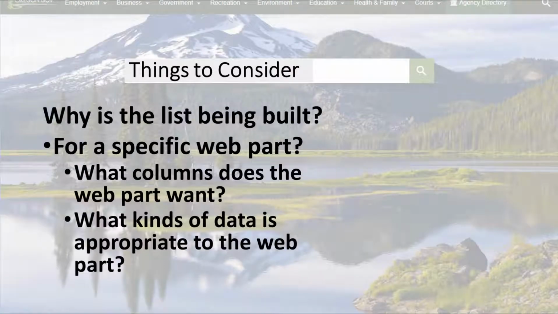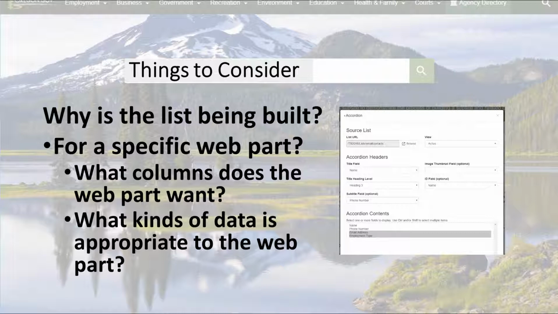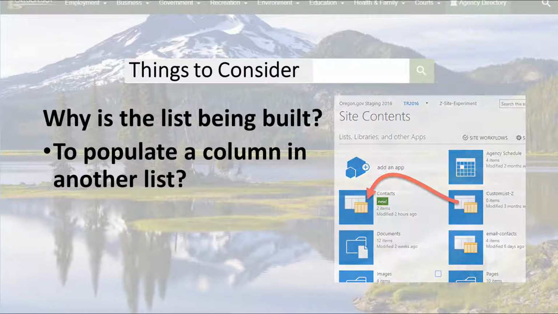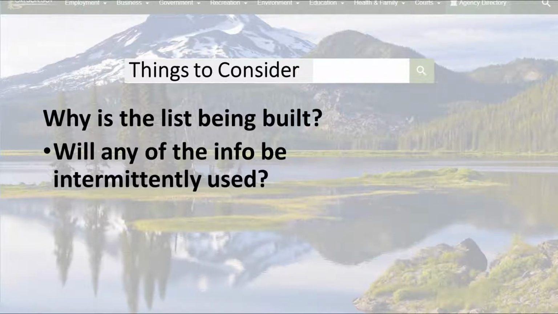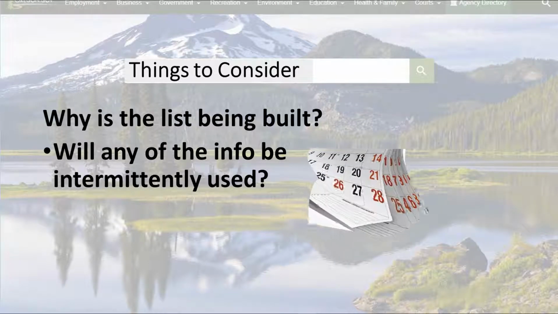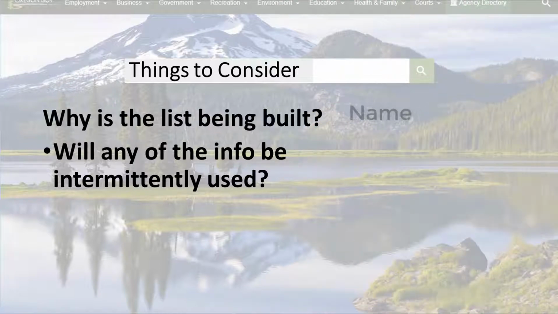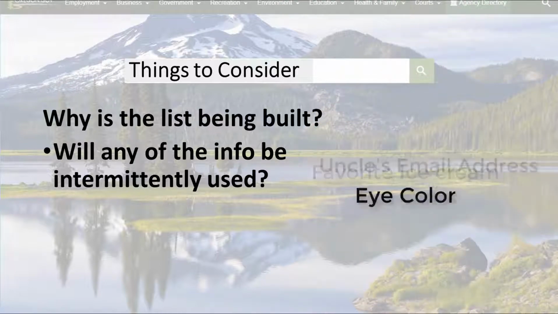Why is the list being built? Is it for a specific web part? And if so, what kinds of columns does the web part want? And what kinds of data is appropriate to the web part? Is it for populating a column in another list? Will any of the information in a list be seasonal or intermittently used? And what data will be used and for what purposes?